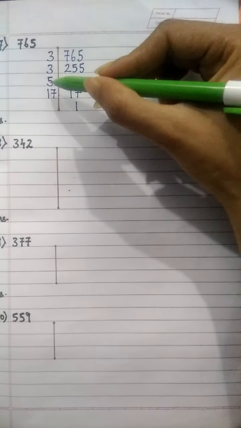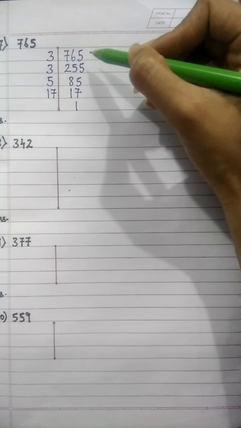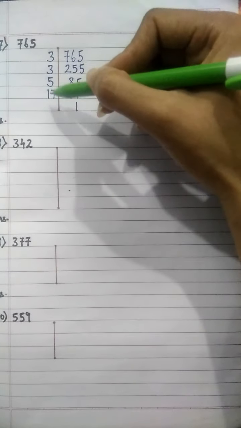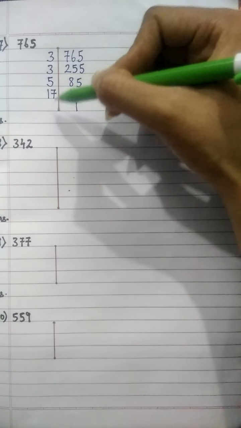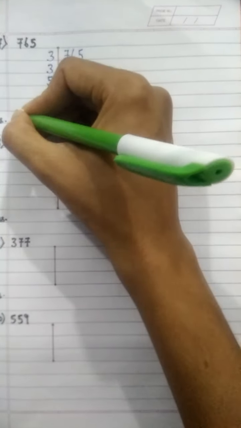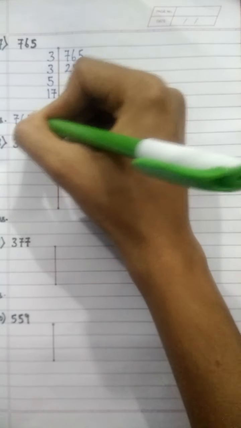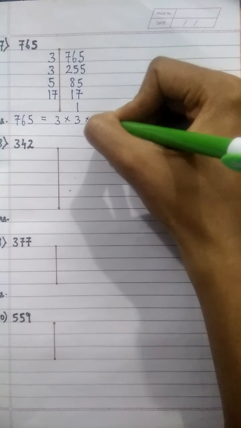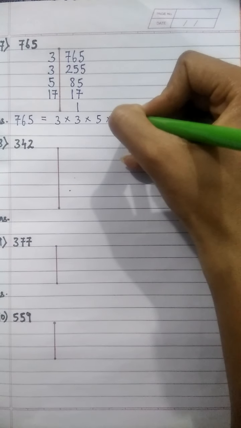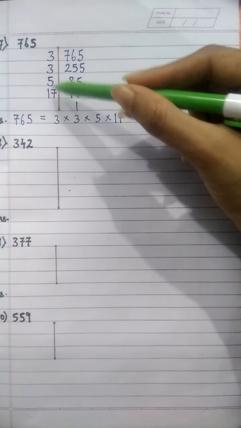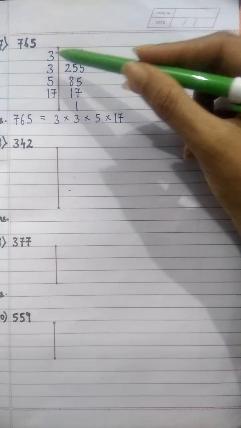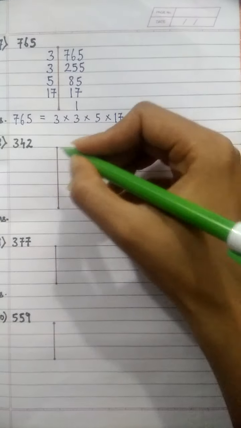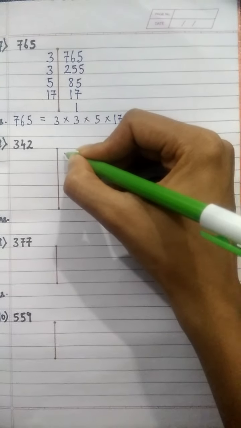Now you say if I see 5 in the units place and I start dividing by 5, yes, you can do it. Somewhere later 3 will come and you can arrange it in a proper way. So 765, the factors are 3 into 3 into 5 into 17. So you can start factorizing with any prime number. You can start with 5 also. Let's take number 8.